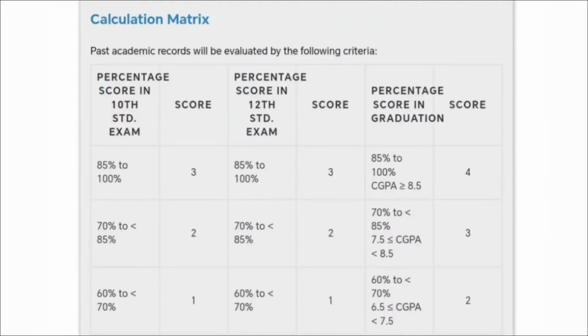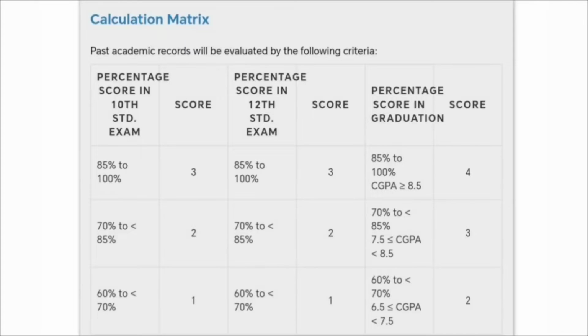Then if we consider the marks calculated for the class 10 standard, if your percentage ranges between 85 to 100%, there are 3 points. If it is between 70 to 85%, there are 2 points, and if it is between 60 to 70%, there is 1 point. Then for the class 12 score, if your percentage ranges between 85 to 100%, there are 3 points. If it ranges between 70 to 85%, there are 2 points, and if it ranges between 60 to 70%, there is 1 point.